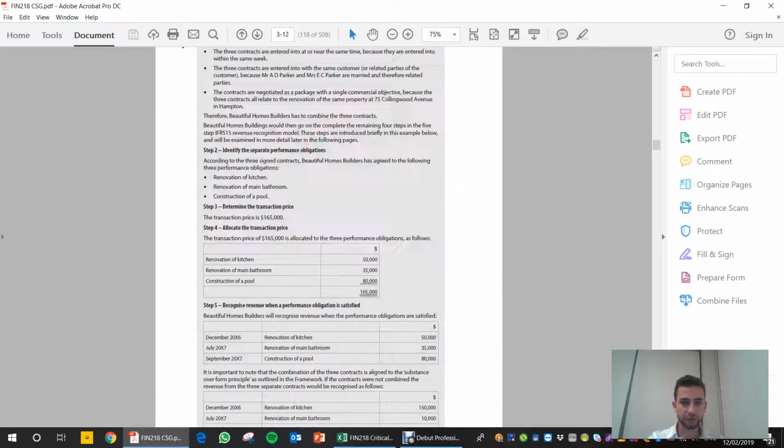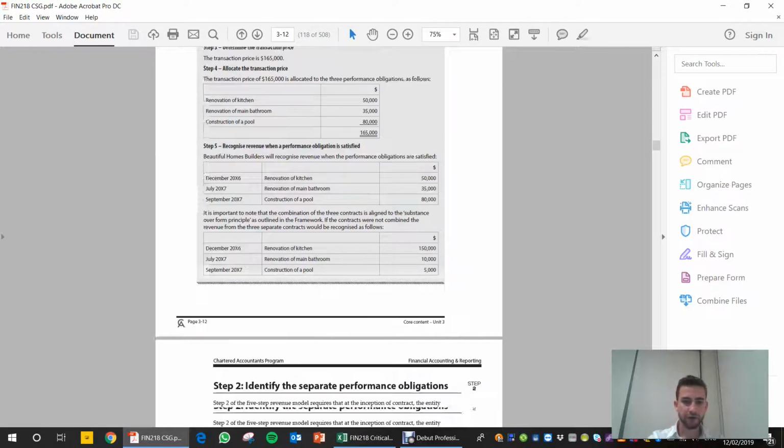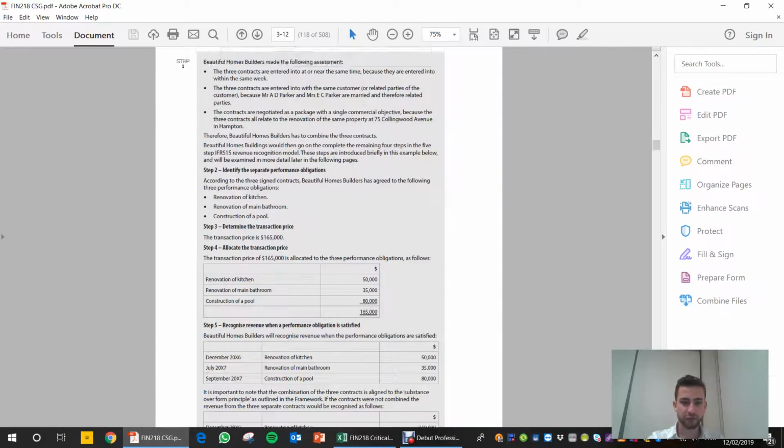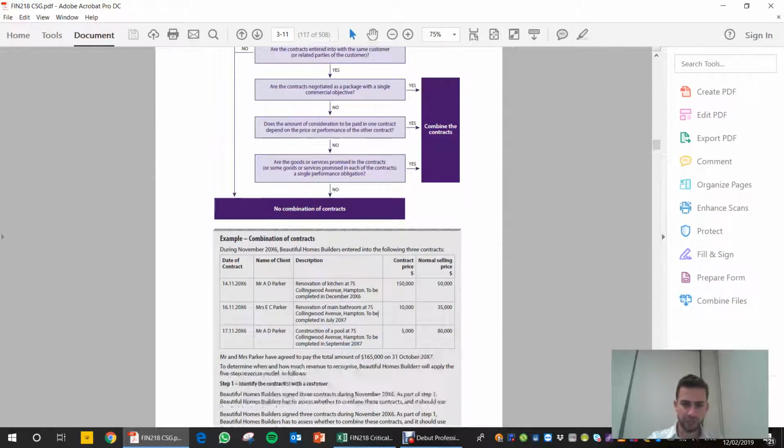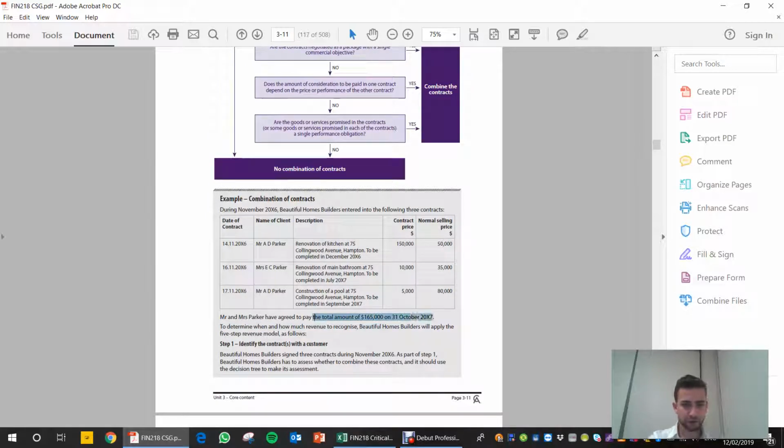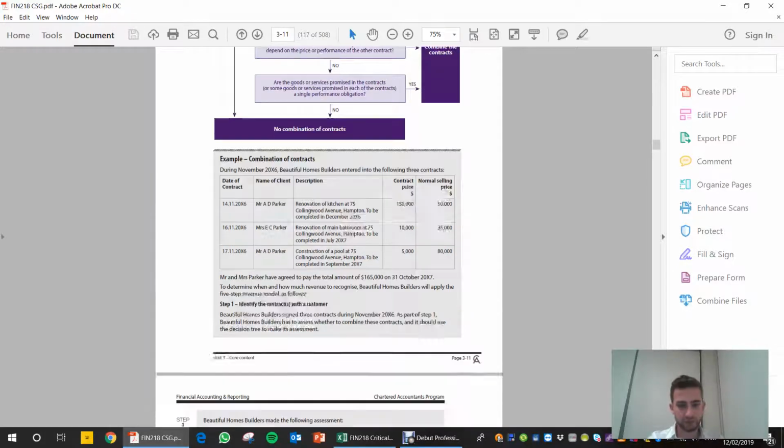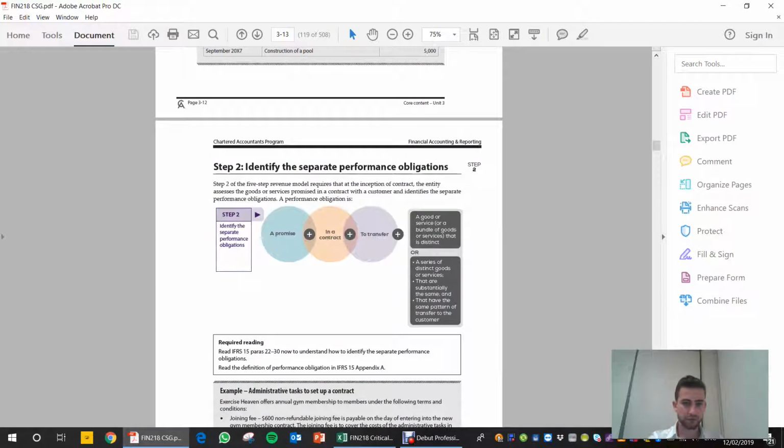Okay, so first of all, let's look at the journal entries. They haven't provided us with journal entries, but just on a quick high level, if they're paying up front, 31st of October, you want to recognize that as debit cash or debit trade receivable, and then credit revenue received in advance. And then as you recognize each of these revenue amounts, so $50,000, you credit revenue and debit revenue received in advance, etc. $35,000 on the 16th, in July 2017, and $80,000 in September 2017, etc.